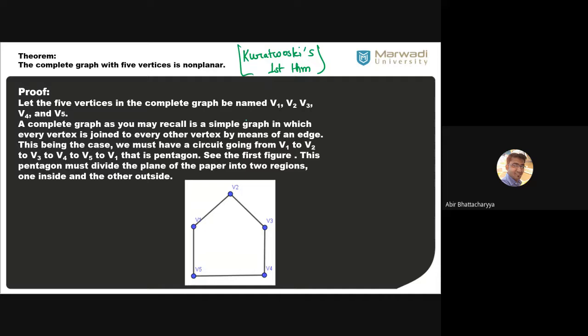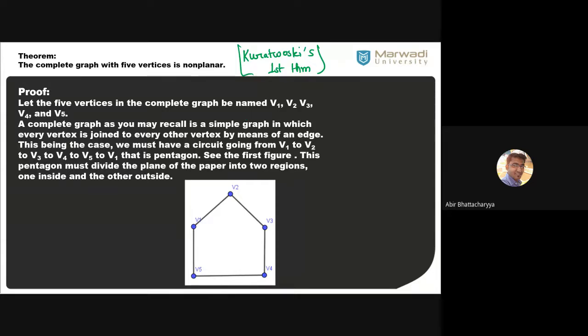First of all, without loss of generality, I want to prove that this graph is a non-planar graph. So first of all, you have to assume that this graph is a planar graph, and we will try hard to show this. We can draw the geometric embedding of K5. This is what I will try.